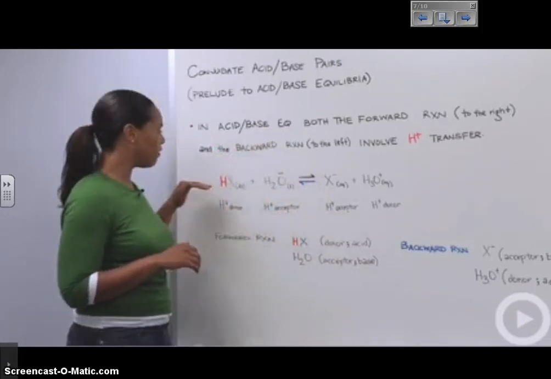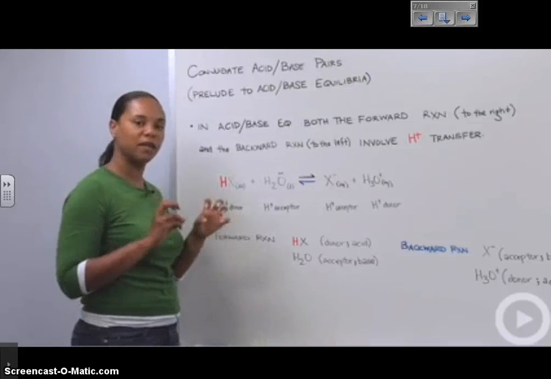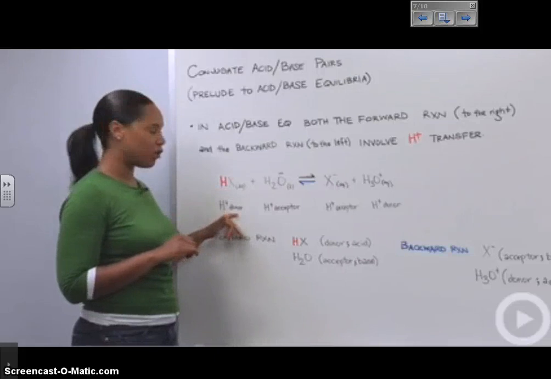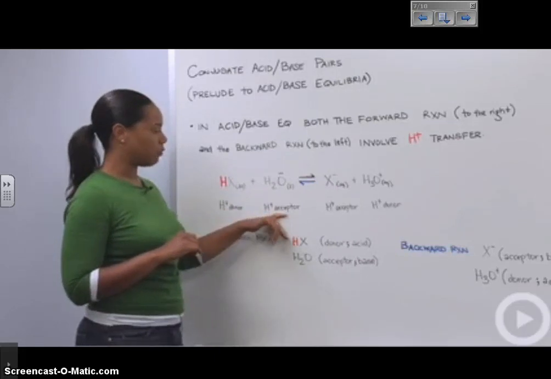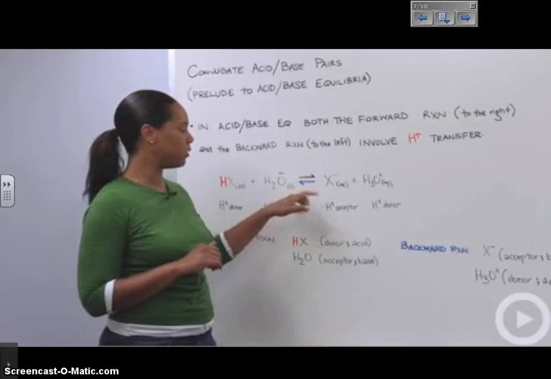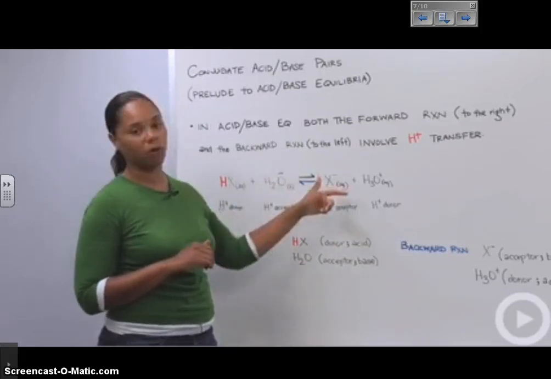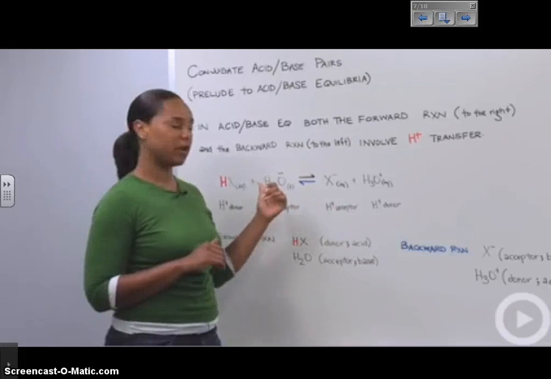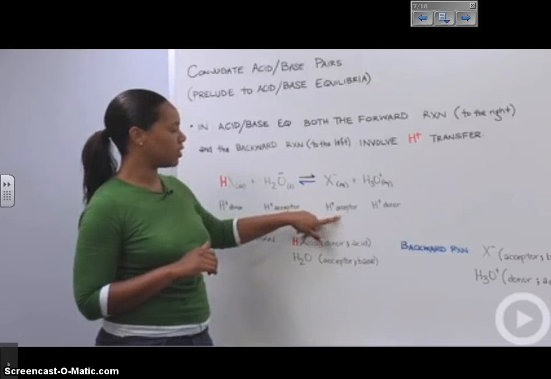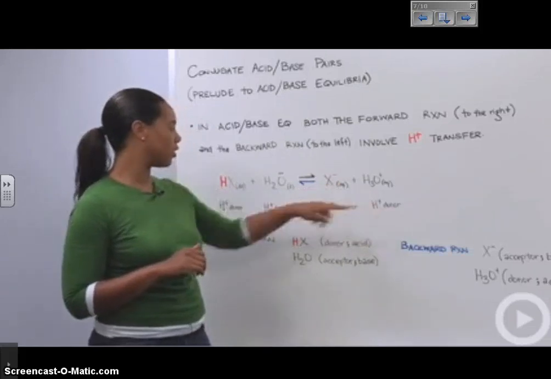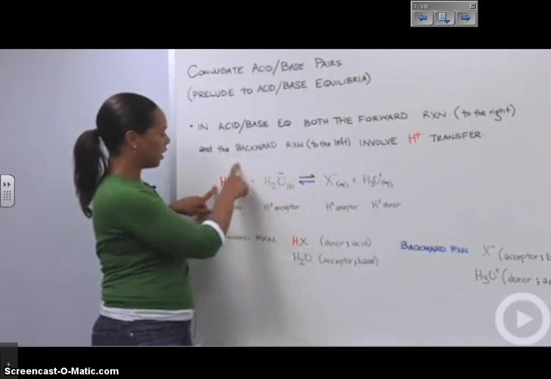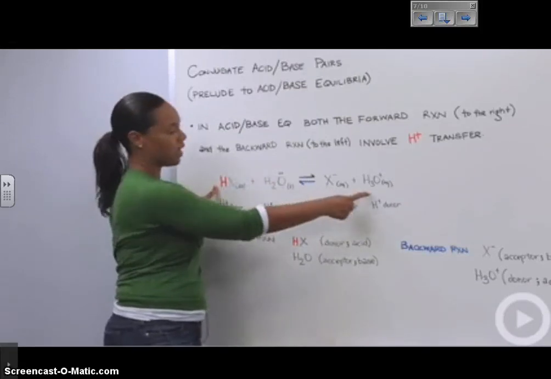Here I have a basic example of an acid-base equilibrium problem. We have HX representing our proton donor, and water representing our proton acceptor. The double-headed arrows indicate that this is an equilibrium. The black arrow indicates the forward reaction, the blue arrow represents the backwards reaction. The products would be X minus, our proton acceptor, and H3O plus, our proton donor. What happened in the forward reaction is that water abstracted this proton, giving us X minus and H3O plus.